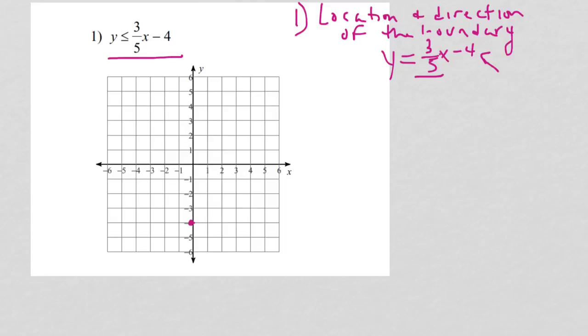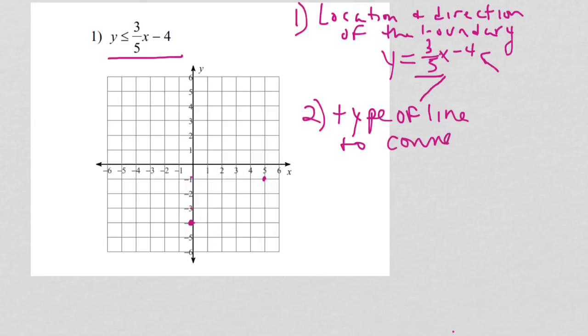So that's a positive slope, so we know it's increasing from left to right. So when we rise up 3, 1, 2, 3, we're going to run to the right, 1, 2, 3, 4, 5. Okay, now we know the location and we know the direction of our boundary. Notice I'm not connecting anything yet, because in part 2, we need to consider the type of line that we will use to connect the points.